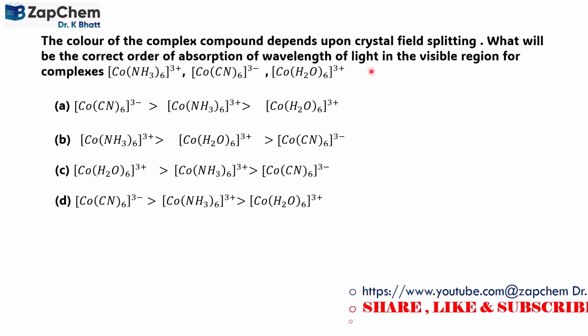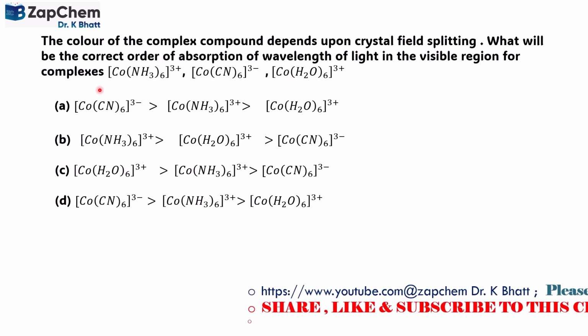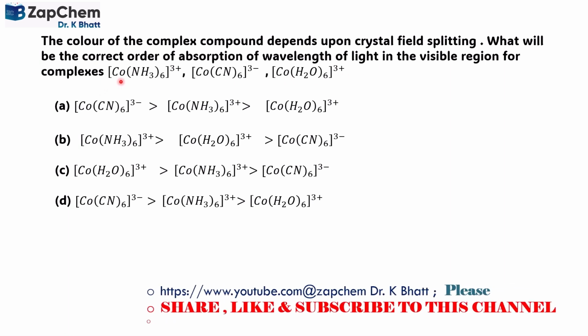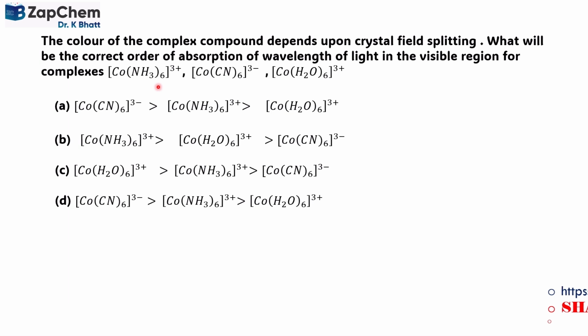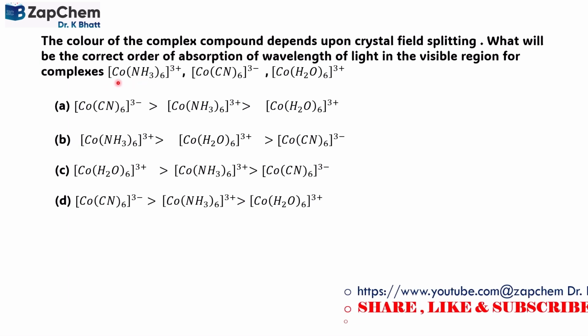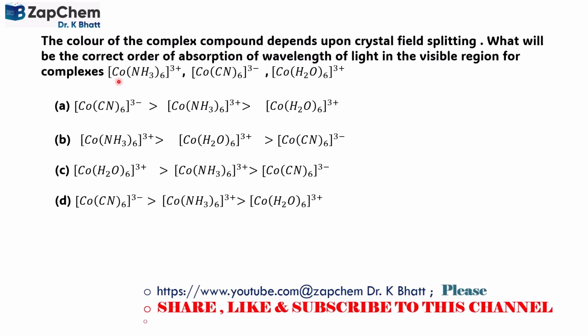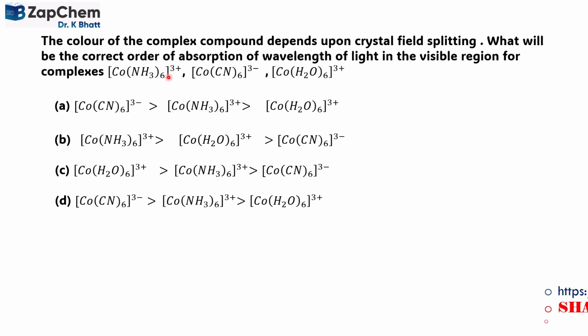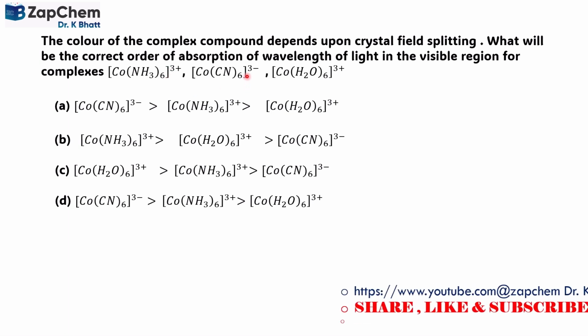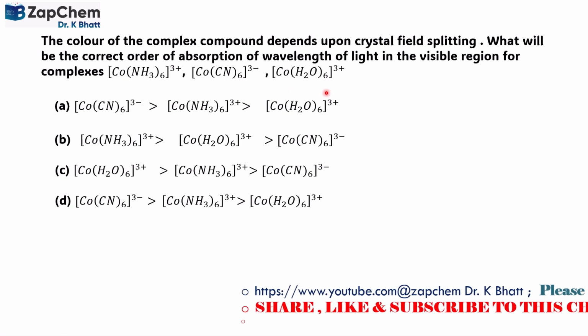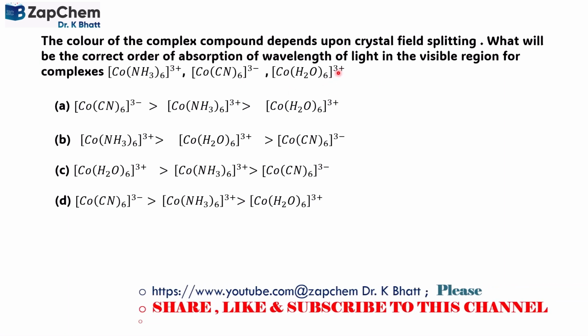Three complexes are given here, and if we look at these complexes carefully, we find these are all ionic complexes where the central metal atom is cobalt. The complexes are [Co(NH3)6]3+, [Co(CN)6]3-, and [Co(H2O)6]3+.